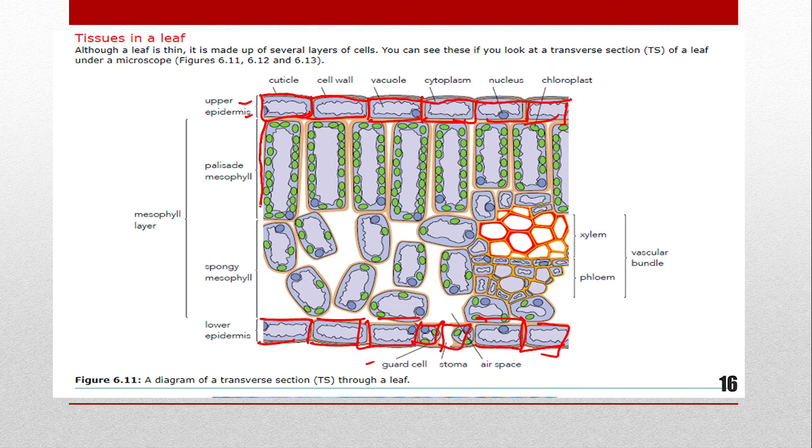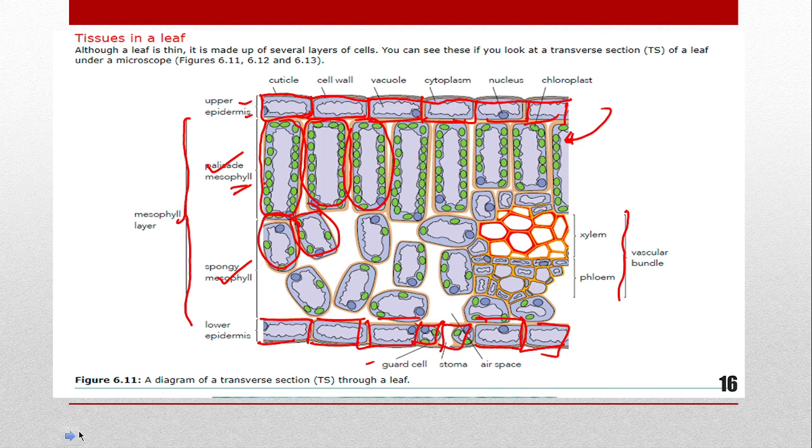Then we have the palisade mesophyll cell. As we talked about, these are the cells responsible for photosynthesis, which is why they have a lot of chloroplasts, which allows for more photosynthesis to happen. So these are palisade mesophyll cells, and these are our spongy mesophyll cells. This is the vascular bundle, which consists of xylem and phloem. Again, don't stress yourself, we'll talk about this in the next video. And together, the mesophyll layer is formed by the spongy and palisade mesophyll.